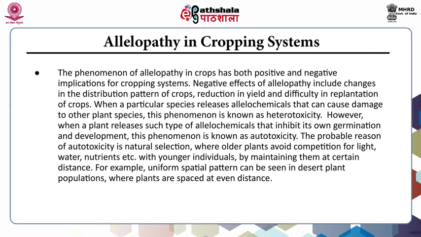However, when a plant releases such type of allelochemicals that inhibit its own germination and development, this phenomenon is known as autotoxicity. Now, the probable reason of autotoxicity is natural selection, where older plants avoid competition for light, water, nutrient, etc. with the younger ones by maintaining them at a certain distance.